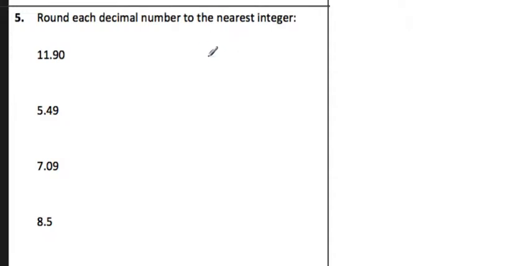Round each number to the nearest integer. That means the next nearest whole number, and in this case, because they're all positive. So think of this like money. If you take something that costs $11.90, that's pretty close to 12 bucks.